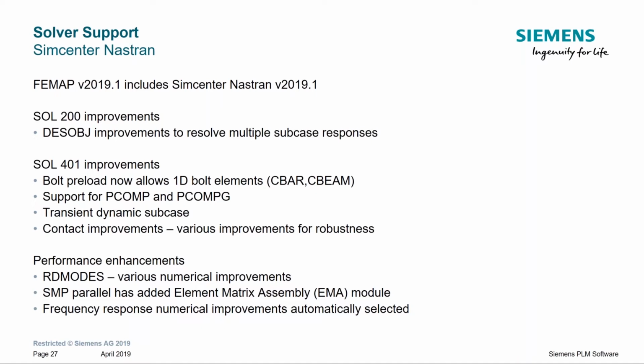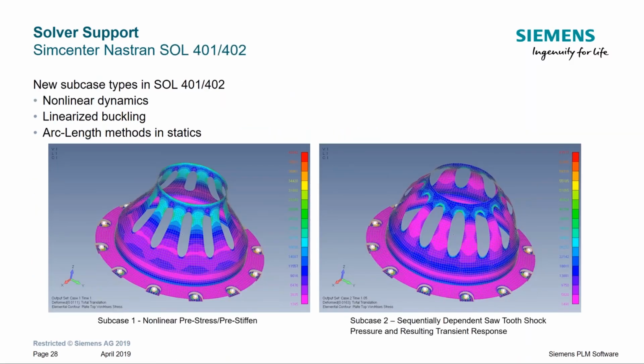Also, there's been some new performance enhancements to Simcenter Nastran for RD modes. The SMP parallel has added an element matrix assembly module. And then there's some new improvements to the frequency response. So there's new subcase types at 401, 402: nonlinear dynamics. We've also added linearized buckling. And then we have arc length methods in statics as well.